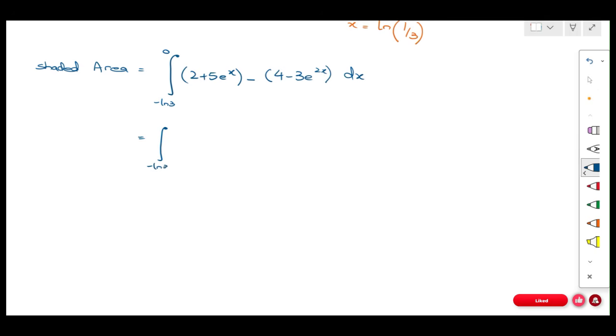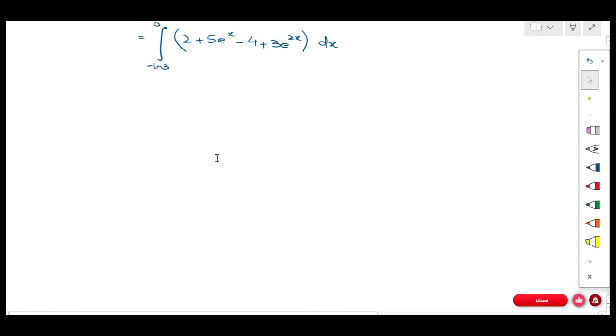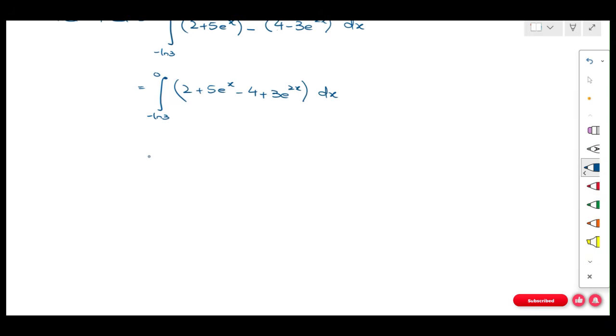Integration from minus natural log of 3 till 0 of 2 plus 5 e to the power x minus 4 plus 3 e to the power 2x. I open the minus sign, so this is minus and this becomes plus, with respect to dx. Now further simplification: integration from minus natural log of 3 till 0. From 2 take away, first 3 e power 2x, and then we have 5 e power x, and then we have negative 2, with respect to dx.